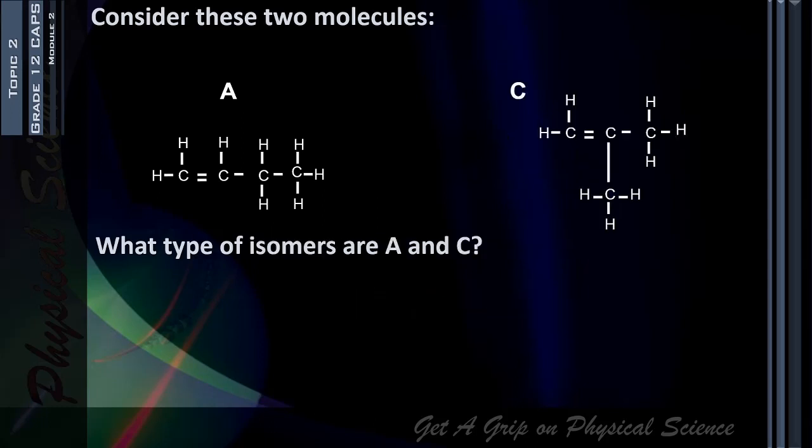If you consider these two molecules, you can see that the chains are different now, because C has a branch on the second carbon. Still 4 carbons, but there's a branch on the second carbon. So the chains are different here, even though they have the same molecular formula. So these are chain isomers.